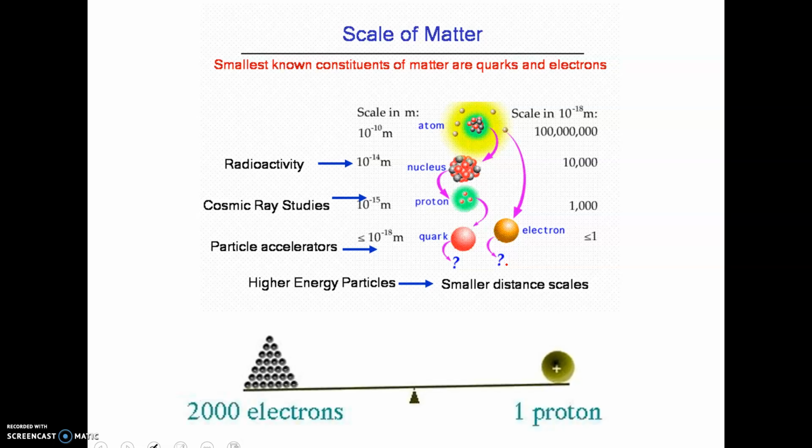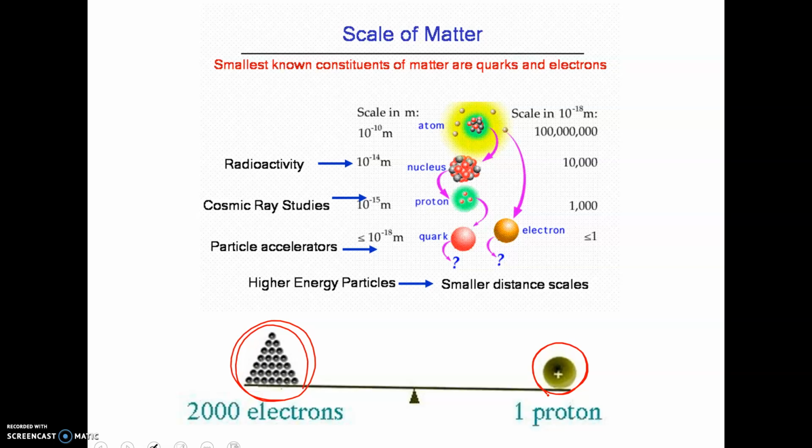So just to get an understanding of what we know today, about 2,000 electrons would have the mass of a proton. So electrons, we know that they're extremely light, and that's going to come up again later. It turns out that protons and neutrons, which we haven't talked about yet, both have very similar masses, but electrons are much, much lighter.